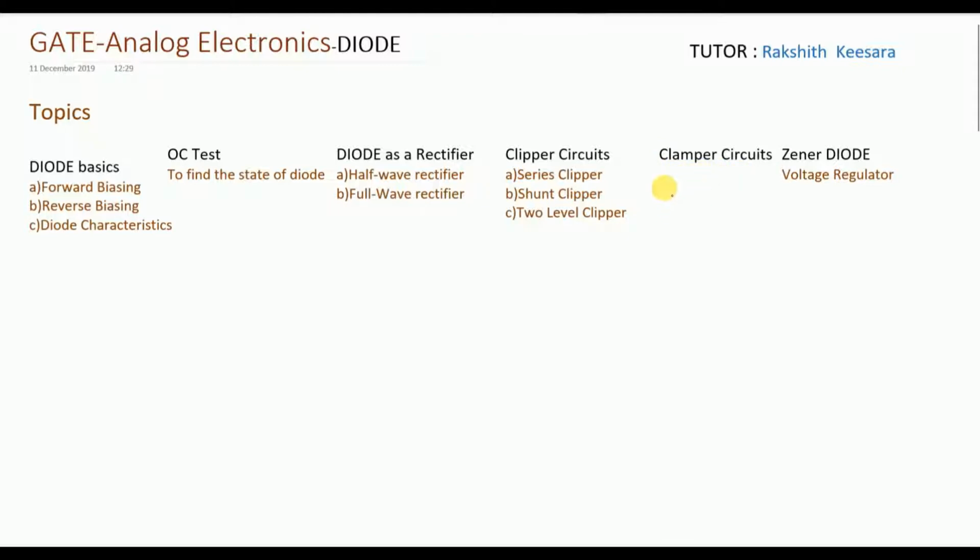So guys, for the last many years, there has been no question on clamper circuits. It doesn't indicate that it is not important. Maybe this year the question will come, so be prepared. There are many clamper circuits. I will analyze one clamper circuit and I will tell you a shortcut to directly write the answer by just seeing the circuit. So in this way I will teach. At the end I will solve the GATE previous year questions. So let's get started.